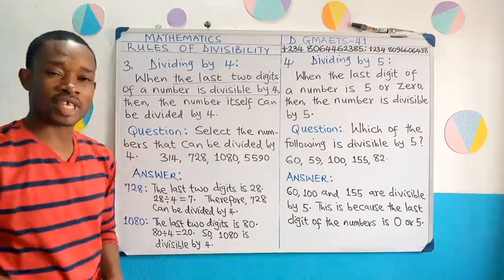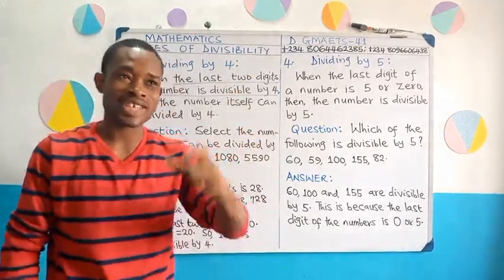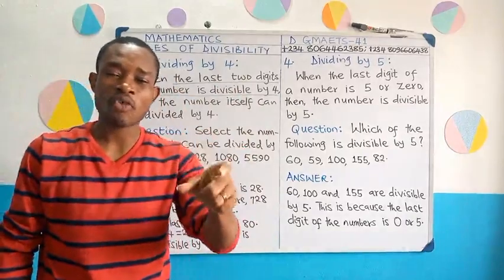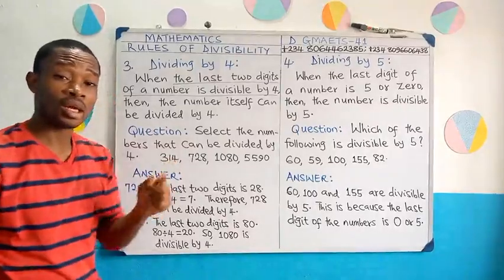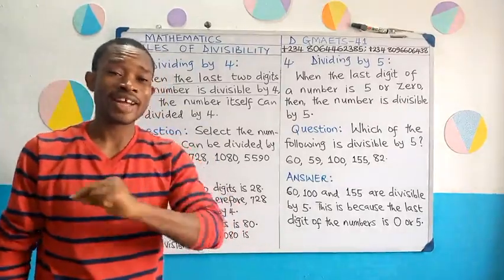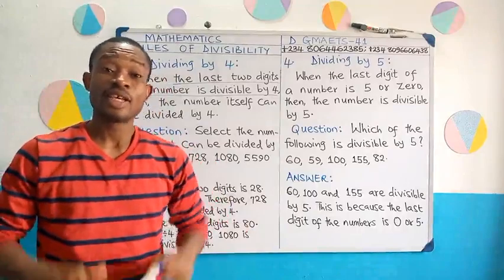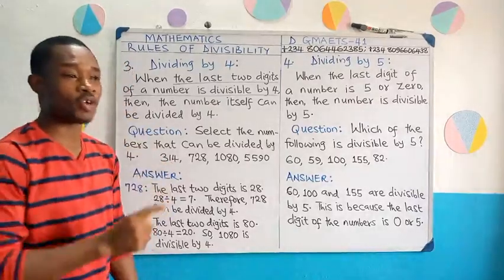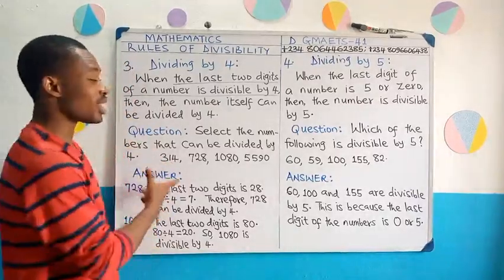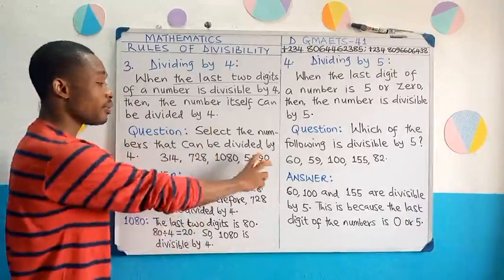Can 4 divide 14? If you go to the multiplication table of 4, can you multiply 4 by any number to get this last 2 digits 14? Not at all. 4 cannot divide 14. Therefore, it means that 314 cannot be divided by 4. We kick it out. We won't select it. Remember, we are selecting the numbers that 4 can divide.